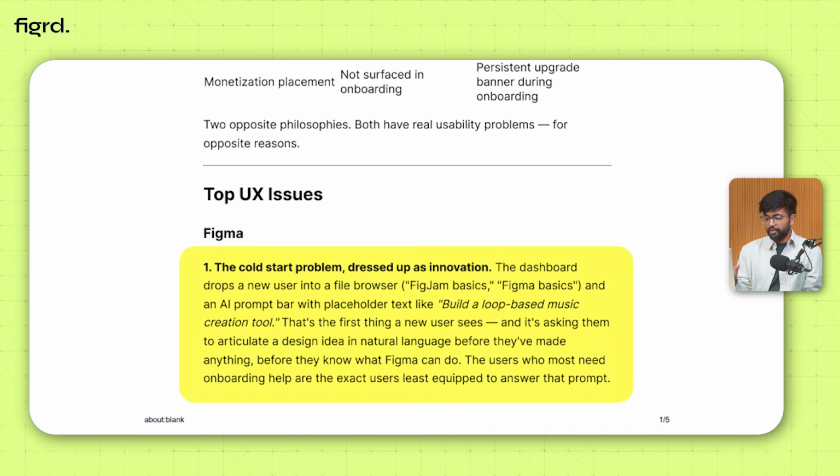On Figma, the dashboard drops you into a file browser. There's a list of files: FigJam Basics, Figma Basics, and an AI prompt bar that says, describe your idea and make it come to life. The placeholder text reads, build a loop-based music creation tool. That's the first thing a new user sees, and it's asking them to articulate a design idea in natural language before they've made anything, before they know what Figma can do. The users who most need onboarding help are the exact users least equipped to answer that prompt. That's a cold start problem in some way.